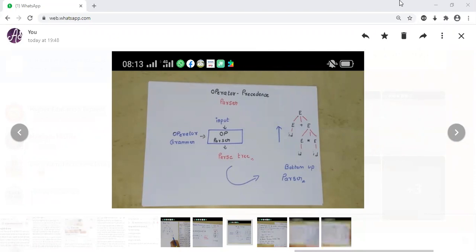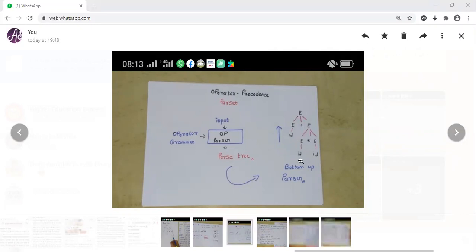As we know, the parser is the syntax analyzer. Whatever outcomes come from the lexical analyzer are the input to the parser, and we generate a parse tree on the basis of the operator grammar. Here the approach is the same as bottom-up parsers: we start with some strings, and we go up to the starting symbol.